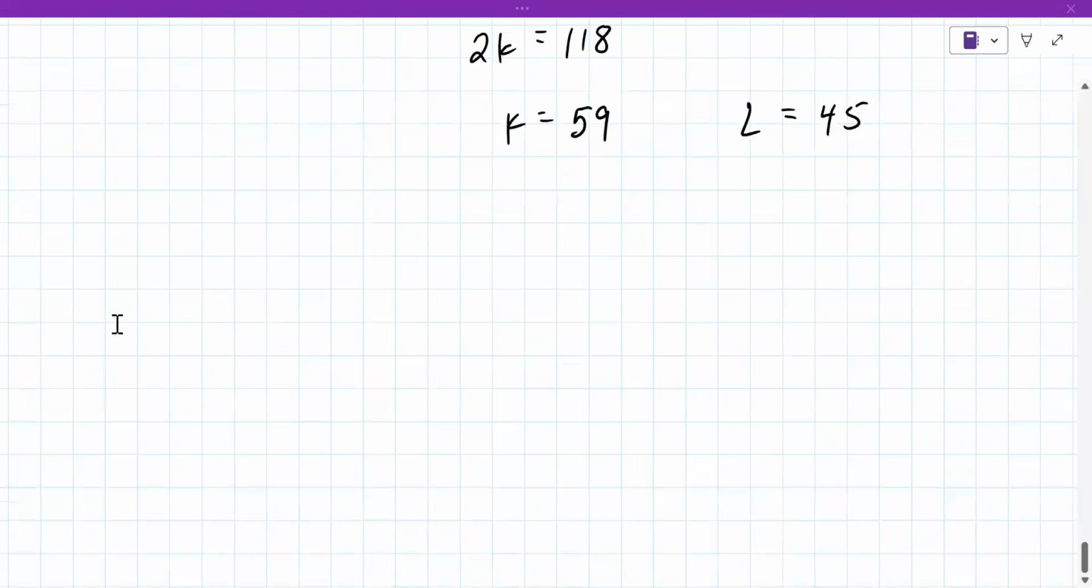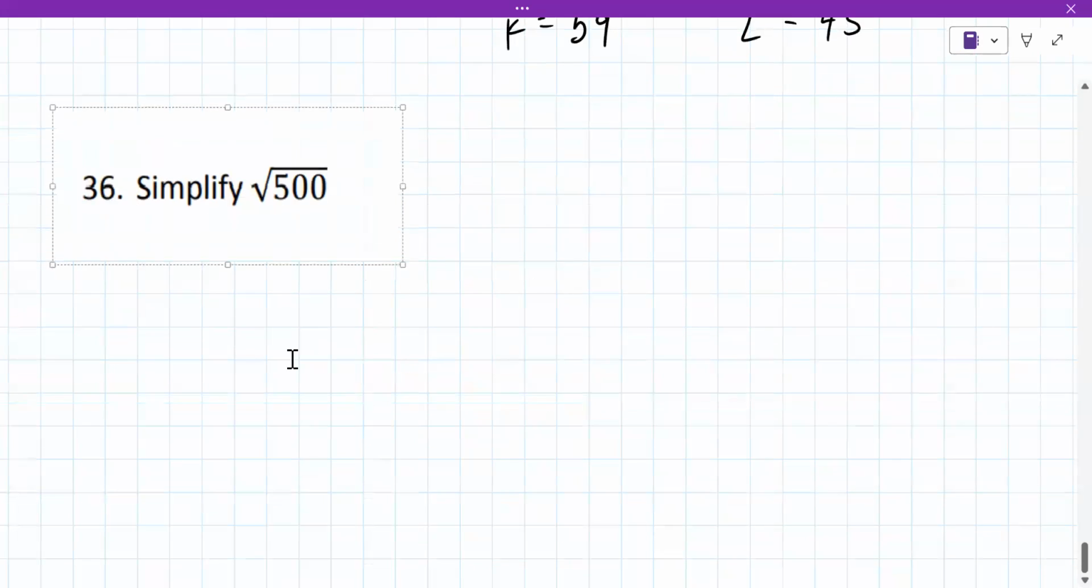All right, let's kind of transition here to some other stuff. Some other problems I found. I mean, we can just do a smattering of things. How about this? How do you simplify the square root of 500? I'd probably divide by 4 first, because 4 is a perfect square. If you're going to find a perfect square, you should find the largest one that works.